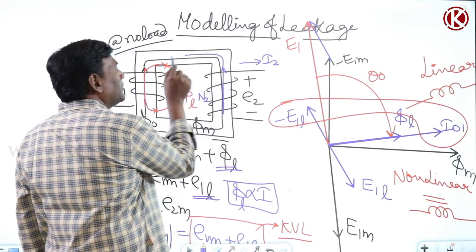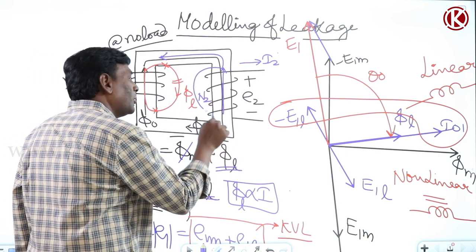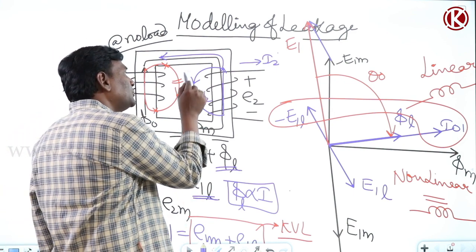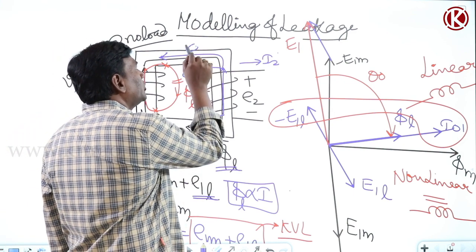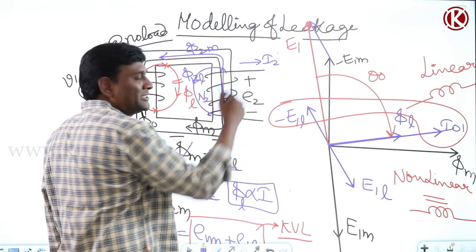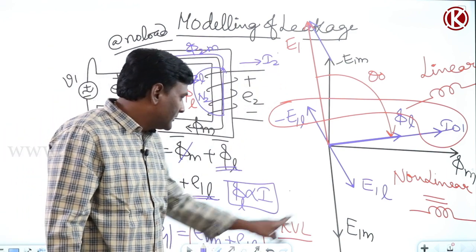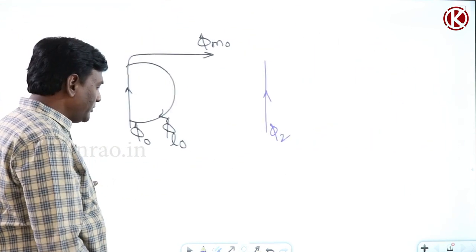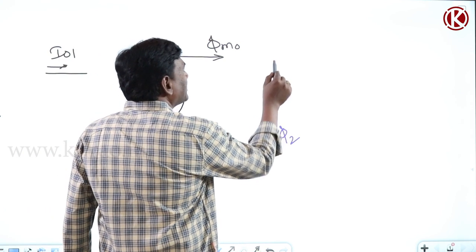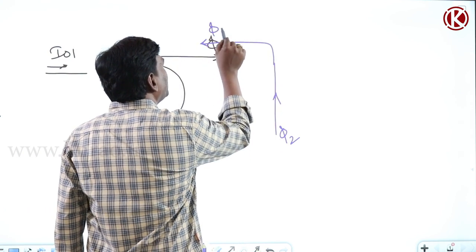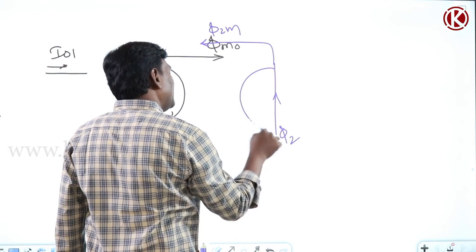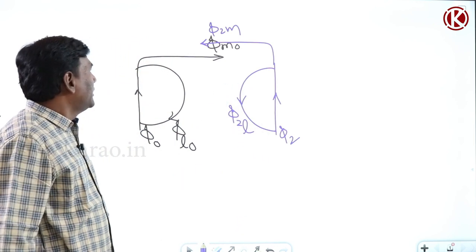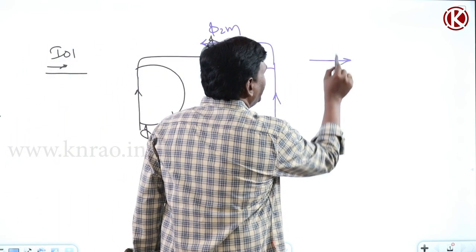Out of that phi 2, some component of flux will go like this, some other component will become leakage. So this is going to be phi 2L, this is going to be phi 2M. Whenever a machine is loaded, automatically leakage will come. Out of this phi 2, some component of flux will interact, that is phi 2M. Some component of flux will come back here, this is phi 2 leakage. Now this is happening because of I2.